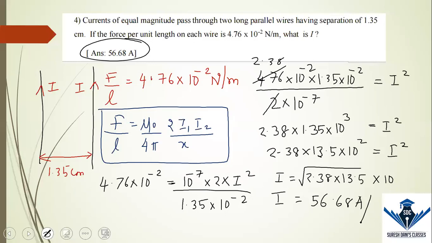Please take it down if you've not got the calculation. This is the way. In the last I have not done the log part. The log part you will have to do. Take half log of the sum of both numbers, and you will get 56.68. I've checked the answer, it is correct. It is I squared, so you will have to take the square root.